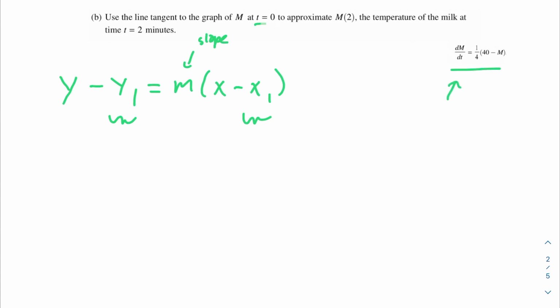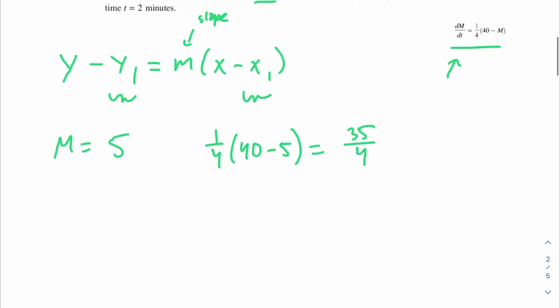If we're trying to find it at t equals 0, we know that m is equal to 5 at t equals 0. So we can go ahead and just plug that into dm over dt. So 1/4 times (40 minus 5) is going to be our slope. That's going to be 35 over 4 for our slope. So we can go ahead and plug that in. Let me erase some of this stuff. So our slope is going to be 35 over 4.